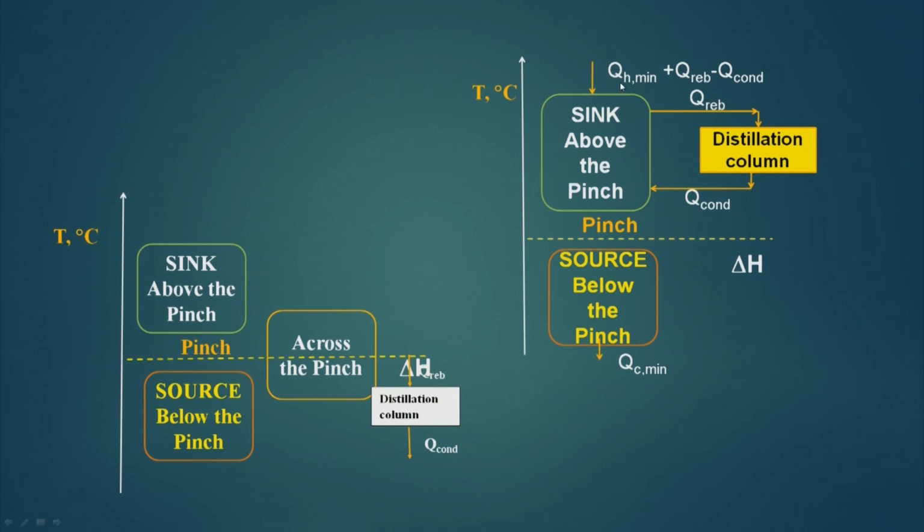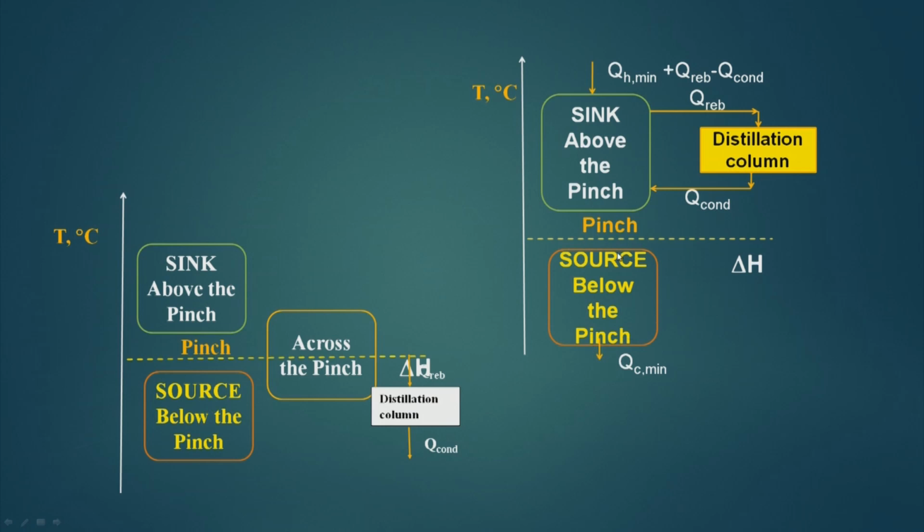So, the heat load is now QH minimum plus Q reboiler minus Q condenser, because Q condenser is giving heat to the above pinch area. Q reboiler is taking heat out, that is why it is being added to this, and Q condenser is giving this heat, so it is deducted from it. So, the total heat required to run this distillation column as well as to service the above pinch area is QH minimum plus Q reboiler minus Q condenser.